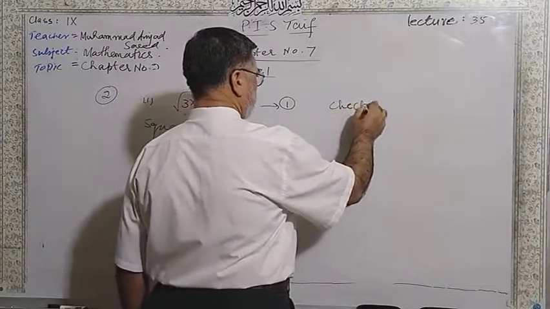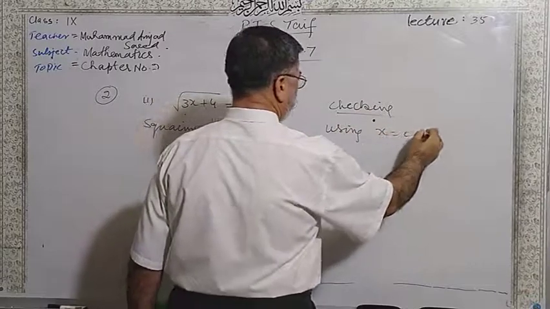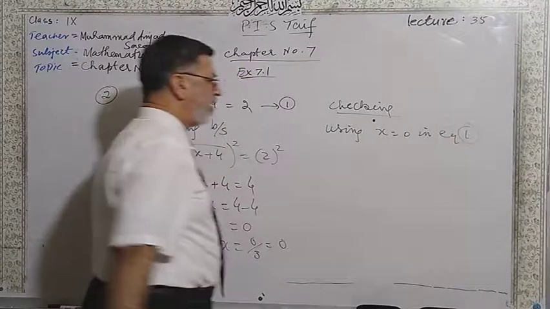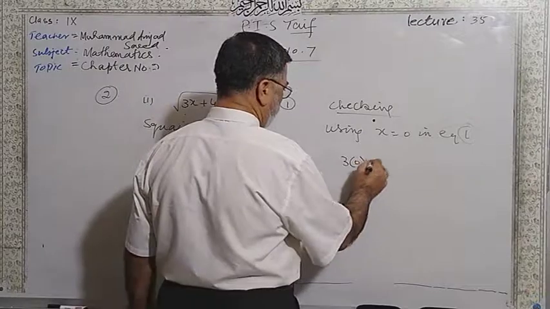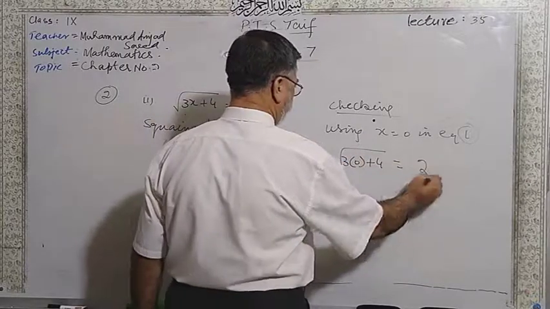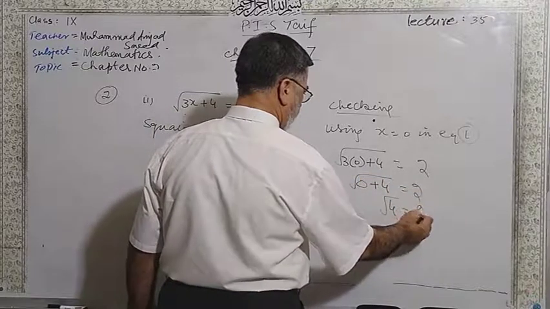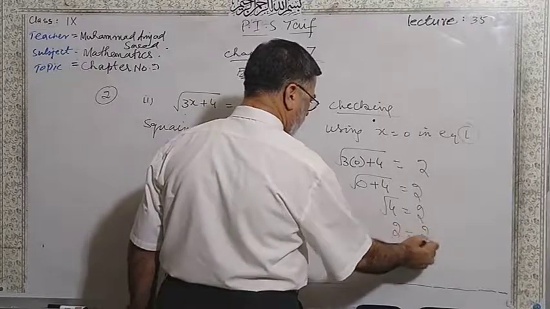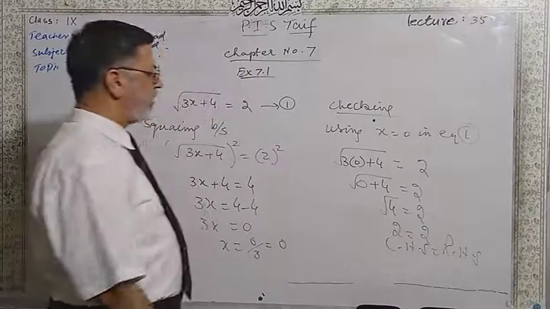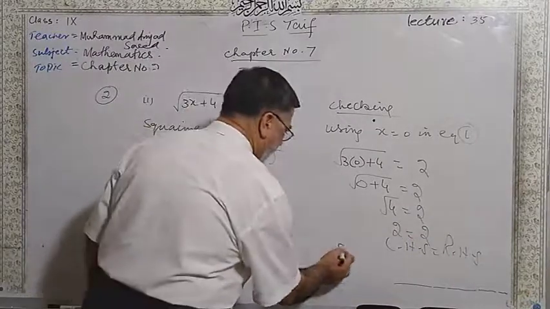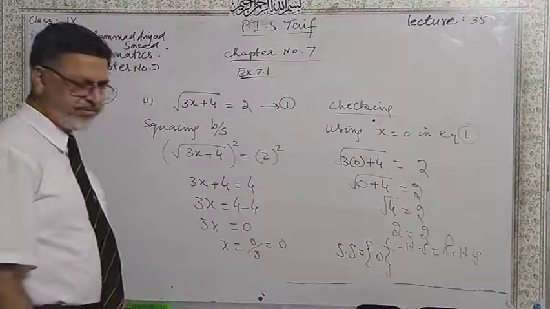Checking. Using x is equal to 0 in equation number 1. In your given equation, put this x equal to 0. Here it will be square root of 3 into 0 plus 4 is equal to 2. 0 plus 4 under root is equal to 2. 4 under root is 2. 2 is equal to 2. So left hand side is equal to right hand side. So in this way, now you can safely write down your solution set as 0. 0 is your solution set now.